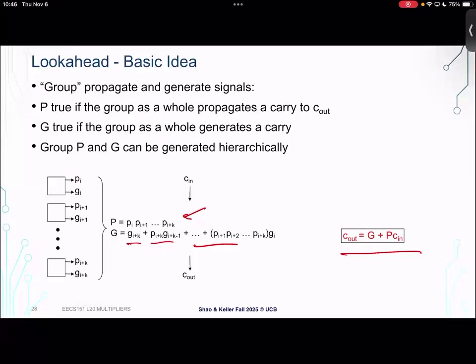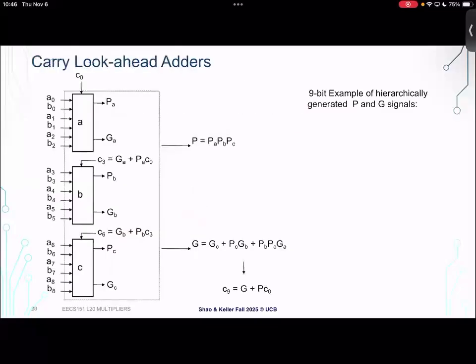Okay, so we can calculate these group propagates and group generates. That seems like it might save us some time. And then we can apply even more cleverness and calculate them hierarchically, right? So in this example, which, by the way, I'll call a radix 3 look ahead adder design. I'll define that more precisely in a moment. But for now, just notice that each stage has 3 bits of input, right?